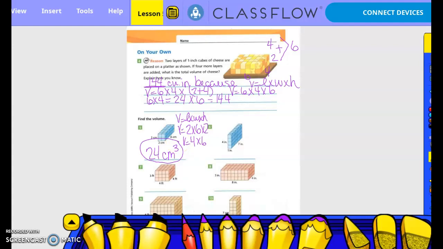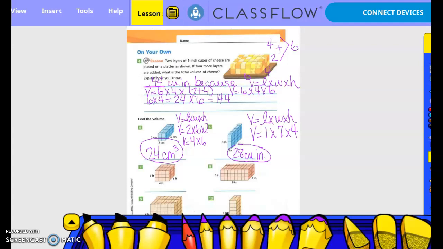Next one, what's my formula? Volume equals length times width times height. Volume equals, what's my length? 1. What's my width? 7. And what's my height? 4. So what is 1 times 7 times 4? 28 inches. And then we could say cubic inches. Or you could write inches cubed, right? I'll take either one. Okay.